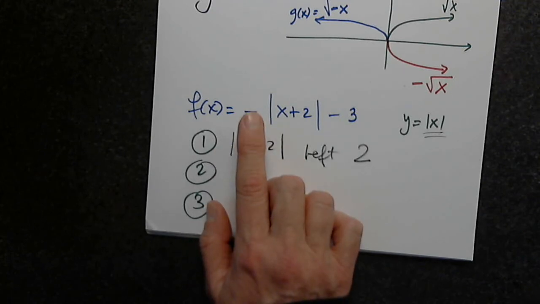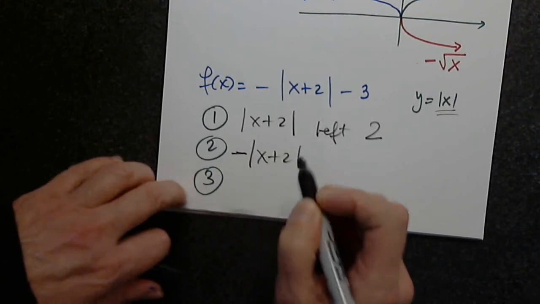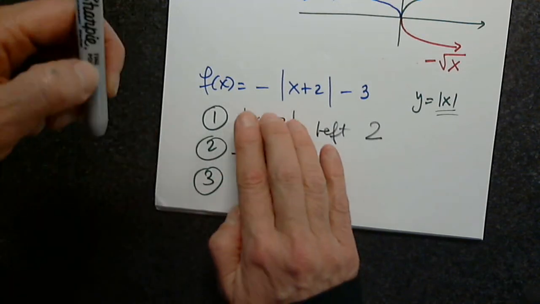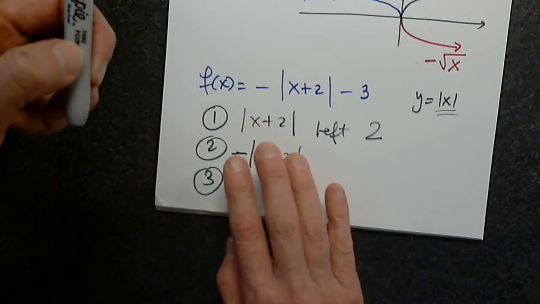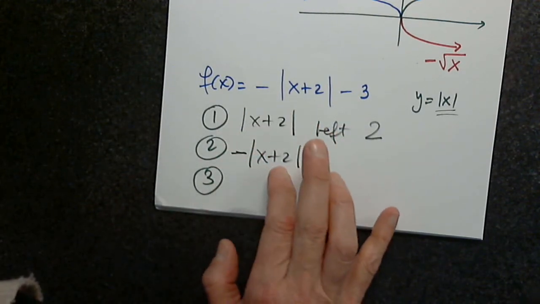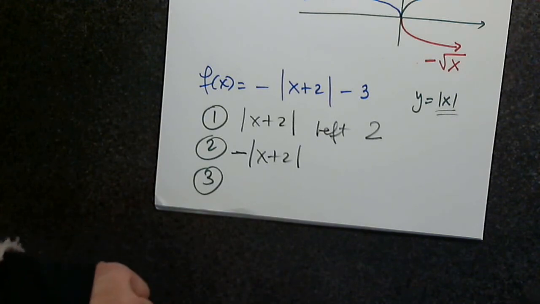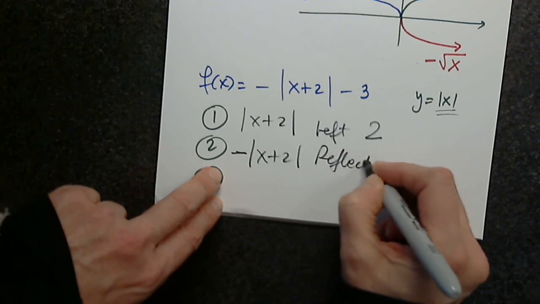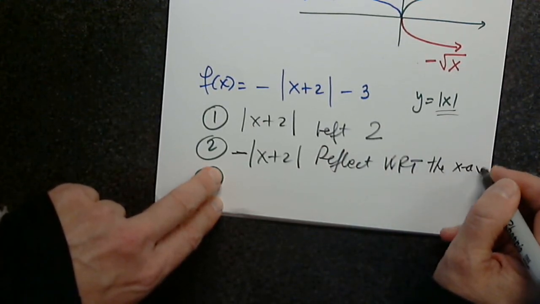Exactly. I have to multiply by negative 1. Excellent. So negative the absolute value of x plus 2. Am I changing x? No, I'm not changing x, because the negative sign is completely outside of x. It touches y. So this was the y value. Now this is negative y. What type of reflection will that be? With respect to the x-axis. Reflect with respect to the x-axis.